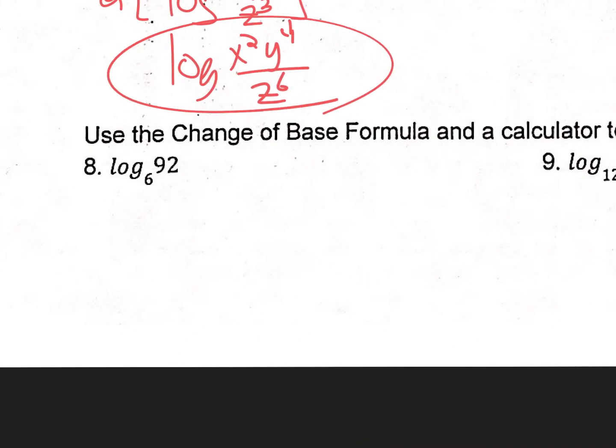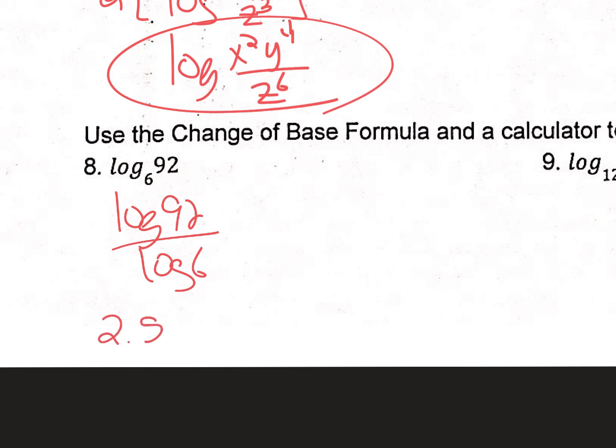Change the base formula. What I'm going to do is take my calculator and punch in log 92 divided by log 6. If you want to, you can also punch in natural log 92 over natural log 6. So I'm going log 92. Make sure you close your parentheses after your 92, divided by log 6. And again, you get the same answer if you do natural log. It doesn't really matter which one you do. We go to 4 decimal places: 2.5237. That's all you got to do on that one.